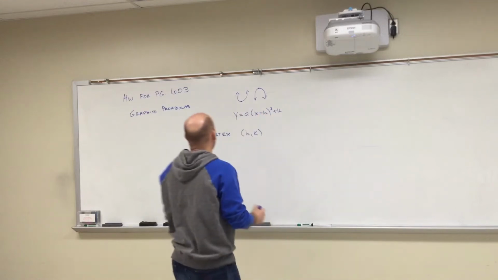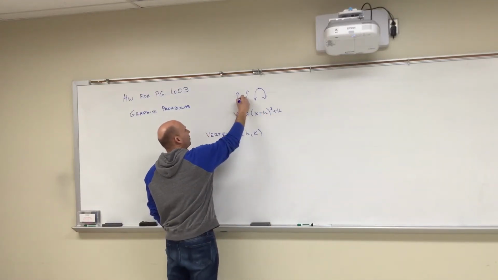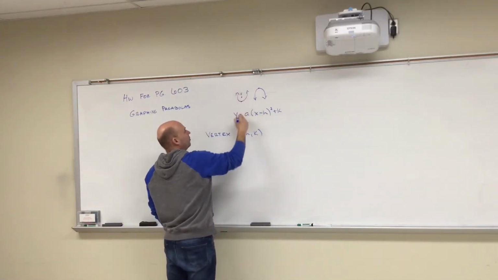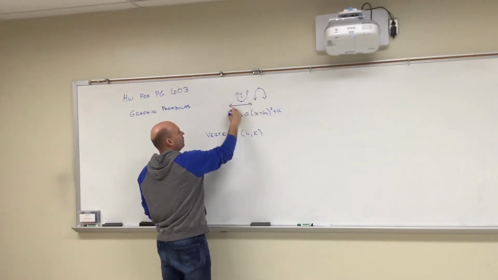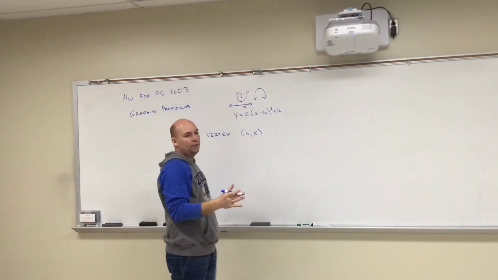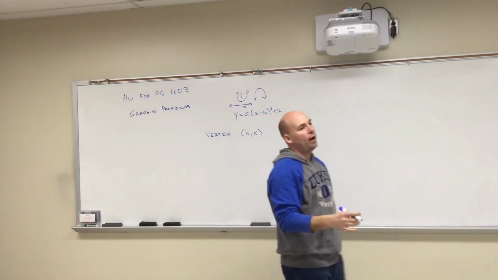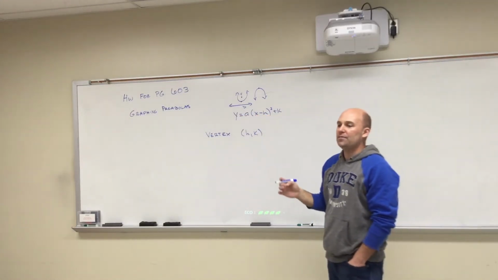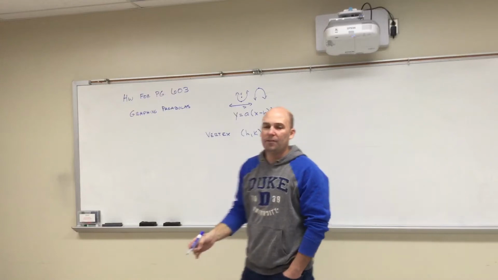Then we have a focus. Now, the focus is a little dot that's inside. That's called the focus. And the directrix is going to be a line that's underneath. I'm going to talk more about those. But every point on a parabola is the same distance away from the focus that it is from the directrix.